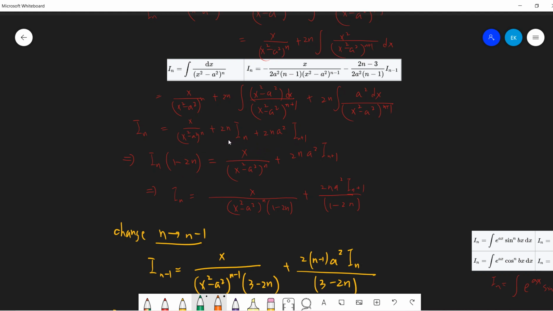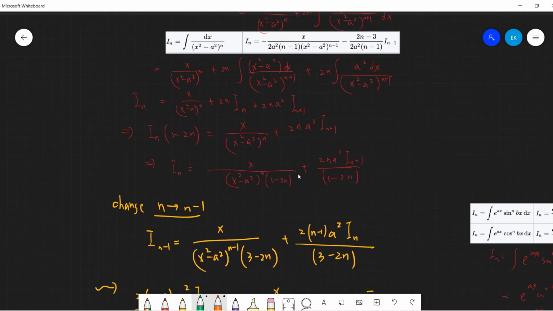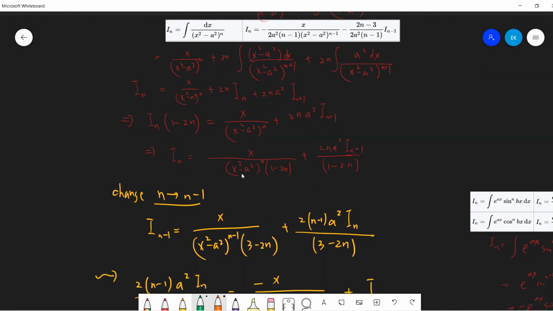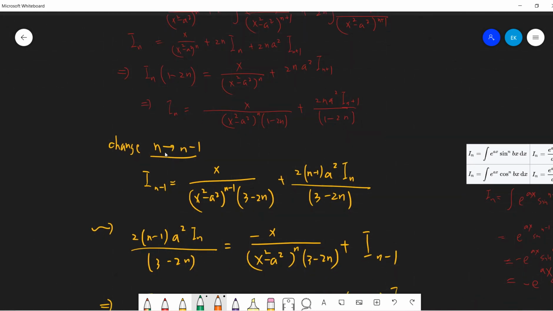Okay, so we change this 2n I_n to the left hand side, so I_n times 1 minus 2n becomes this and this. And then we divide by 1 minus 2n on the denominator. Okay, so we get this. Finally, we can just easily change this n to n minus 1.